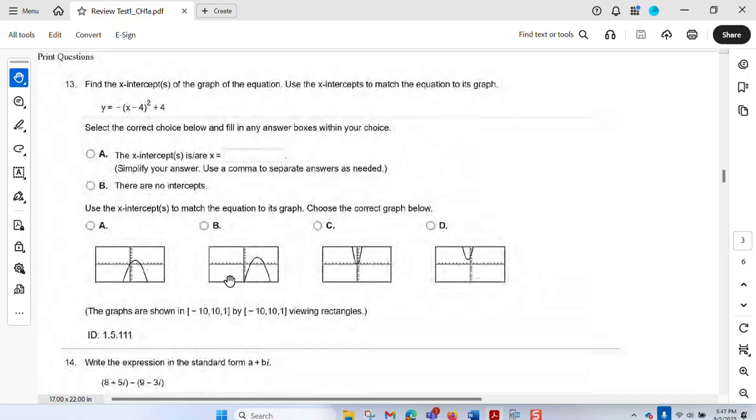So the x-intercepts here will be 2 and 6, right? That's how you do this one.